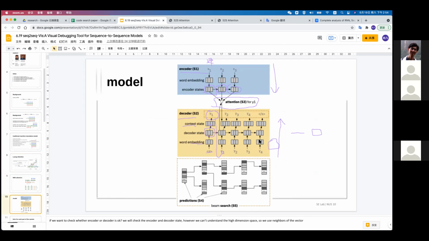Any question here? I think it's very clear here. Any questions you want to propose to clarify? Okay, if no, let's keep going on.